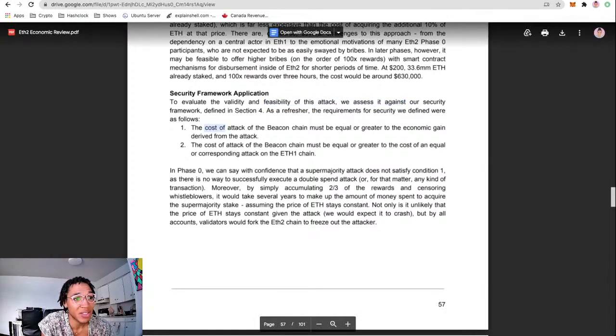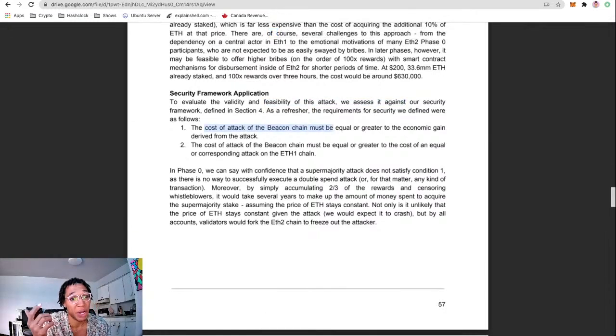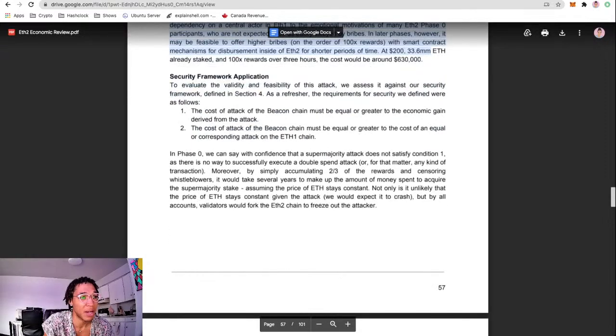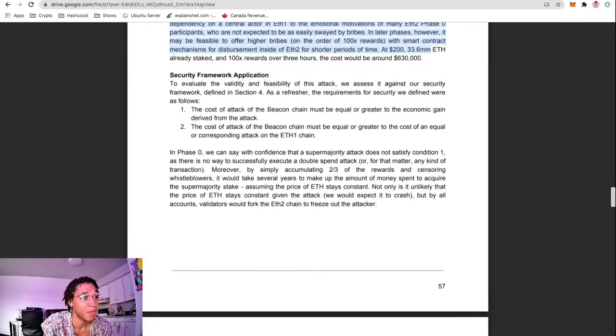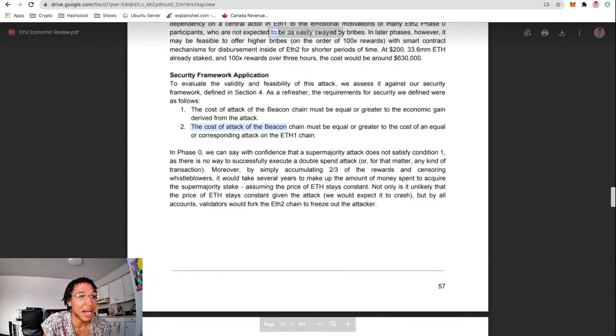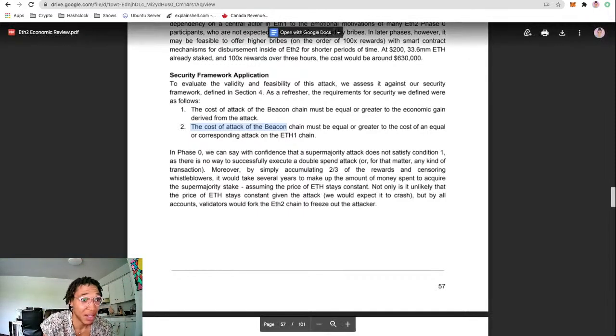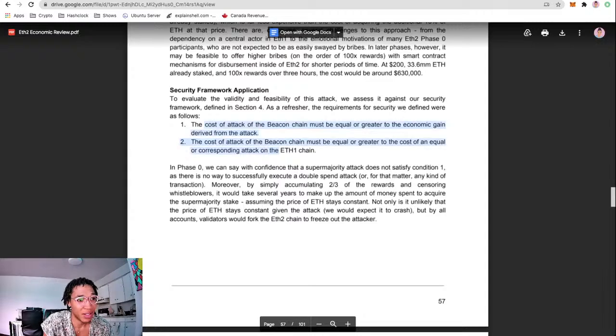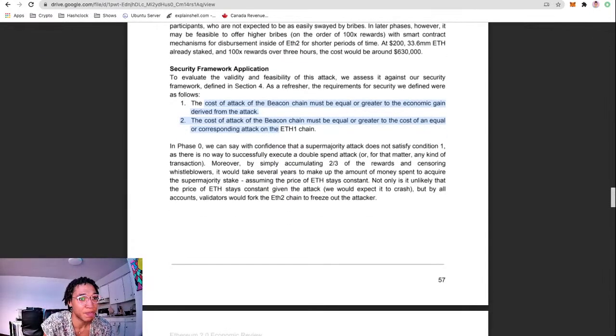The cost of attack on the beacon chain must be equal or greater to the economic gain derived from the attack, which seems like this second attack would not be following that same proposal. And secondly, the cost of the attack on the beacon chain must be equal or greater to the cost of an equal or corresponding attack on the ETH1 chain. Again, this second attack here, which seems harder to evaluate, seems like it would invalidate both of these proposals.